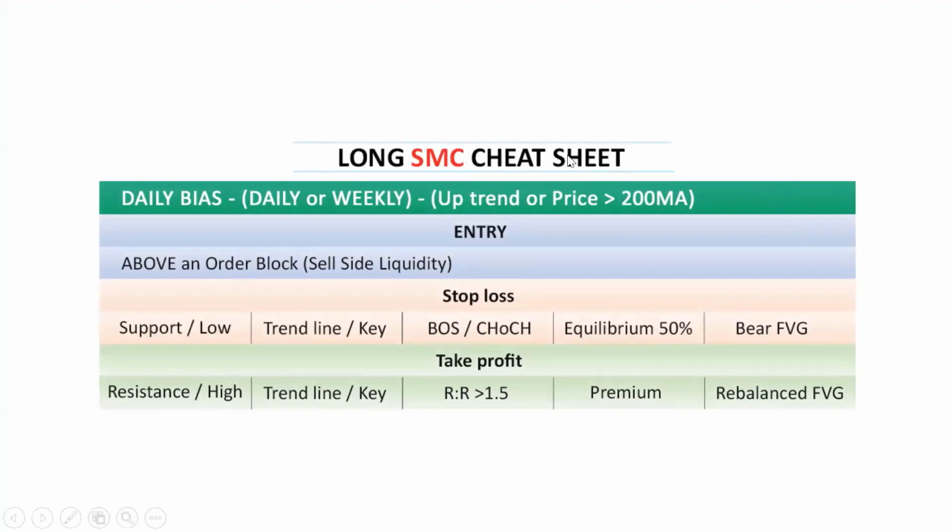There's a long Smart Money Concepts cheat sheet, which basically outlines all of those 6 elements of SMC: the daily bias, the entry levels, which is above an order block, which is sell side liquidity, stop loss, supports, lows, trend lines, key levels. Now you know key levels are round numbers, 200-day moving averages, Bollinger Bands, maybe an RSI. I don't think smart money looks at RSI, to be honest. I think an RSI is good for looking at the momentum of the market and confirming the momentum of the market.